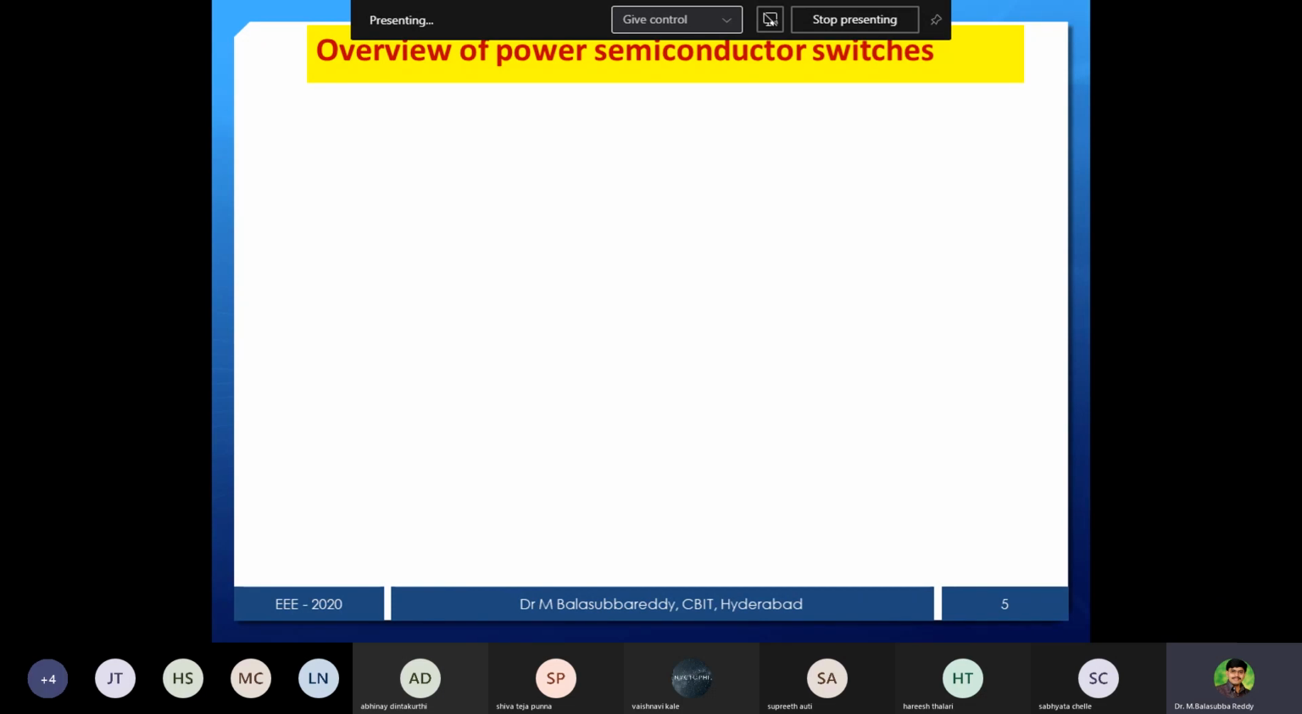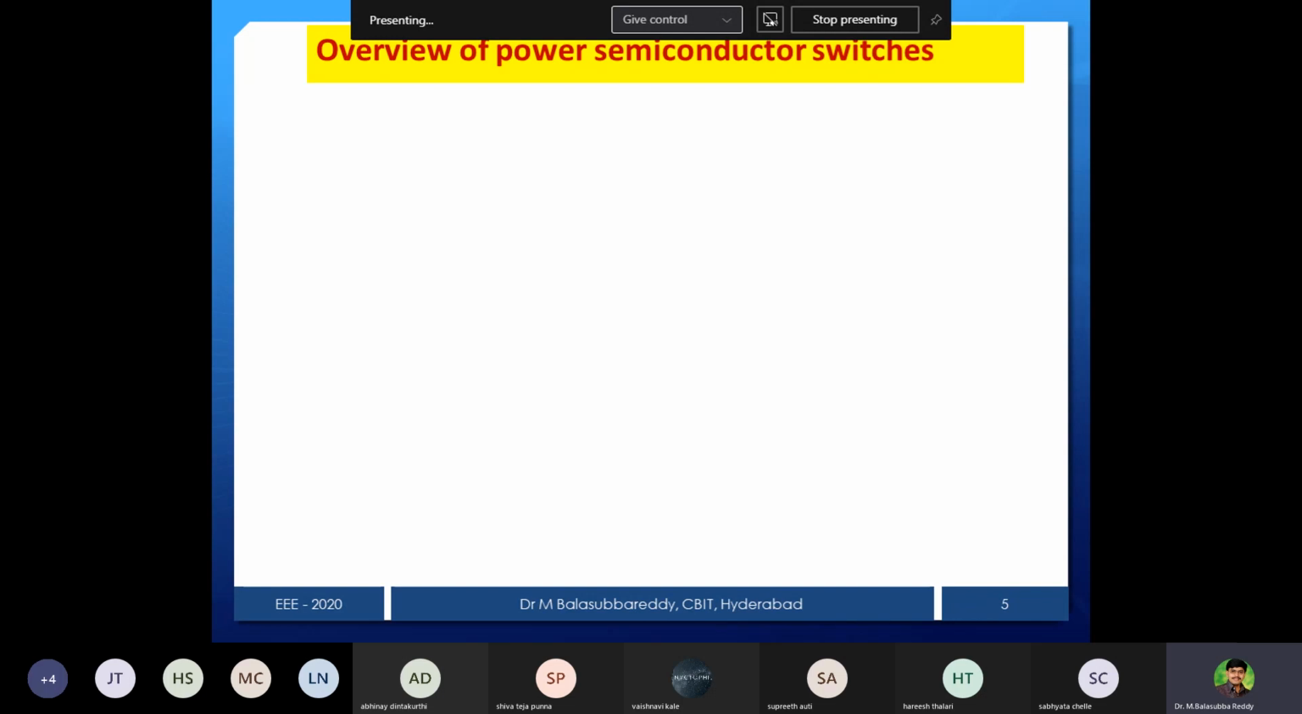Like that, we have different devices with different strategies. We'll see them one by one, and at the end we'll compare all the devices. Some devices will suit some applications, and other devices will suit other applications, depending on their rating. Some devices may have higher ratings, some lower. Like that, we have different strategies.